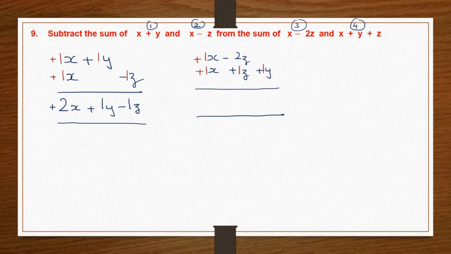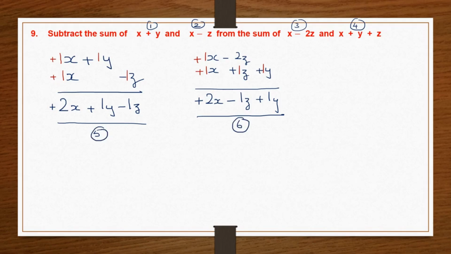Now let's start with the x column. Signs are the same. Put the same sign and add. 1 plus 1 is 2, 2x. Then here signs are different. Put the sign of the bigger number and subtract. 2 minus 1 is 1z. And here we have plus 1y. Now we need to subtract. Now this is going to be our fifth expression. Okay, so this is our fifth expression and our sixth expression.